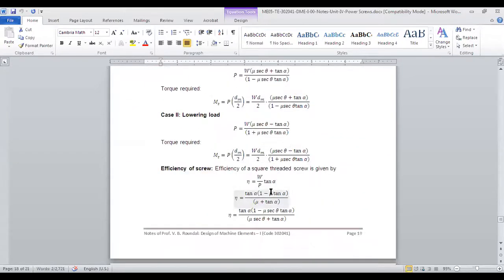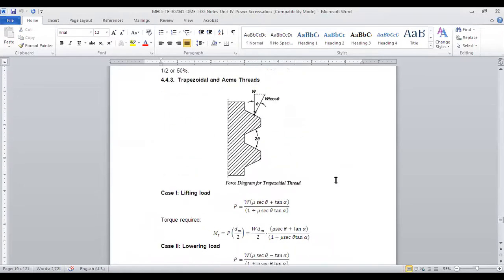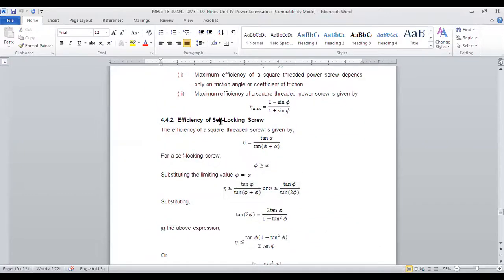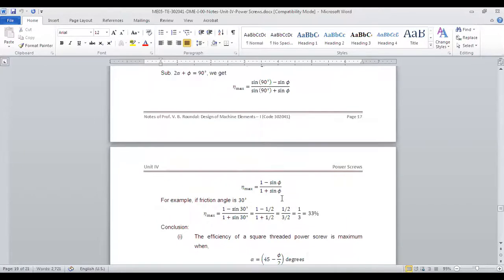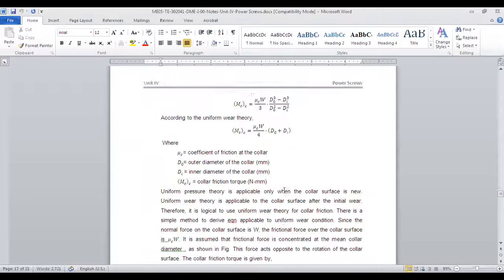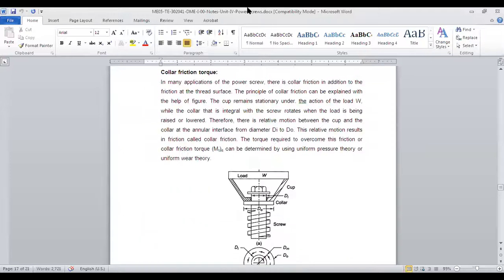And for trapezoidal threads, efficiency is tan alpha into (1 minus mu sec theta tan alpha) upon (mu sec theta plus tan alpha). So these are the efficiency equations. We have to remember these equations. We will not take numericals on these today, but today we will take a numerical on finding the total torque required to raise or lower the load. So this was the conceptual part we are trying to cover today.